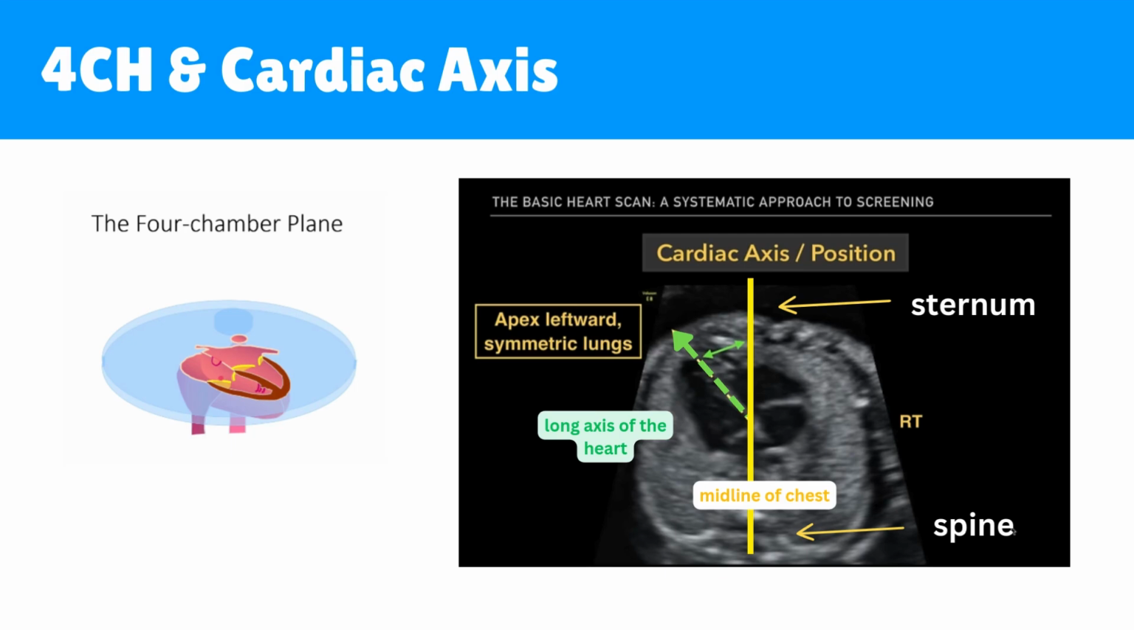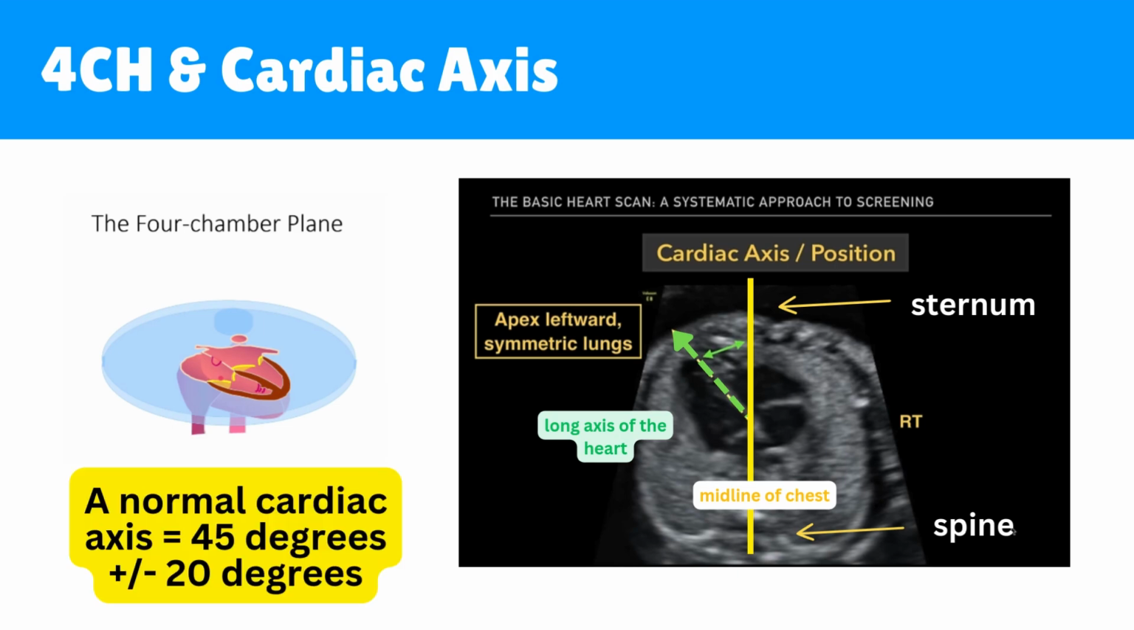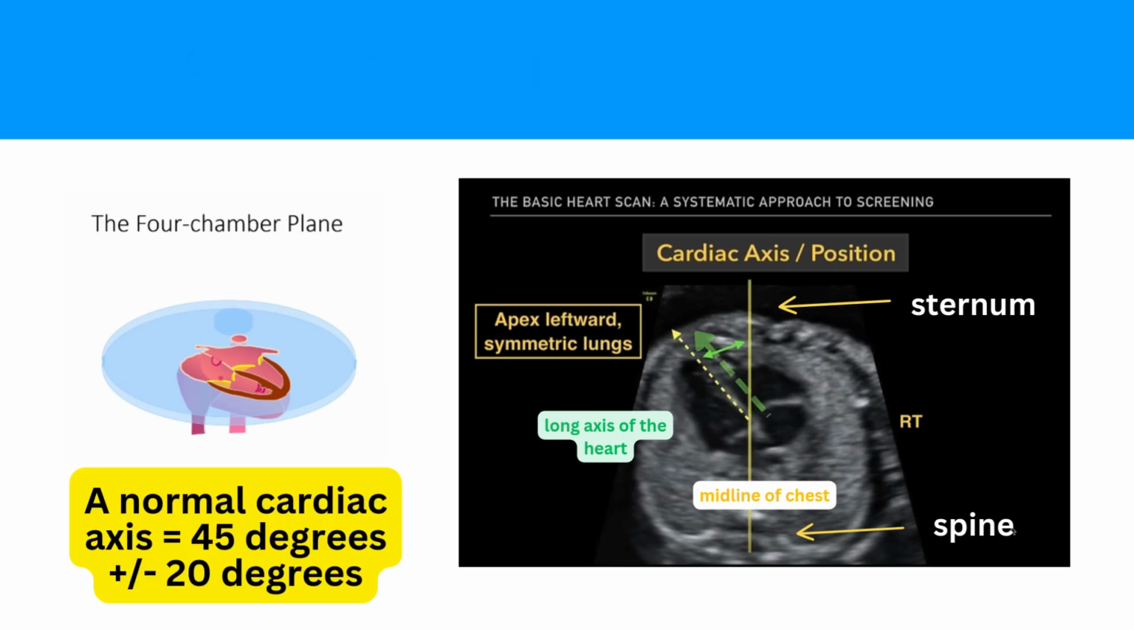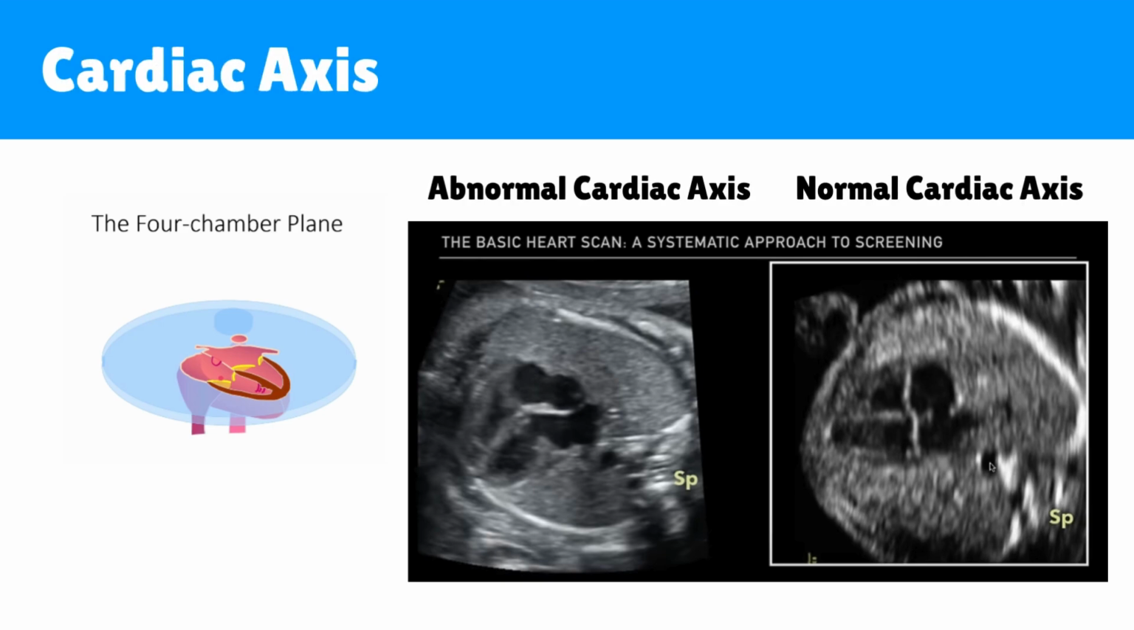This is the midline of your chest. Next, place a caliper through the septum of the heart. Measure the angle between the 2 lines. A normal cardiac axis is 45 degrees plus or minus 20 degrees. Let's compare a normal and abnormal fetal cardiac axis.